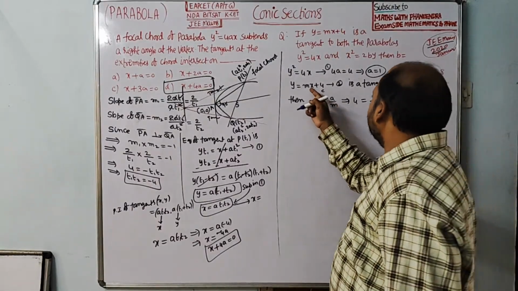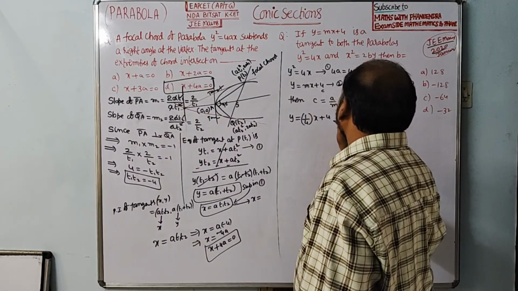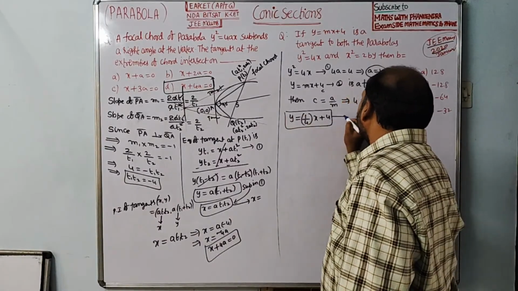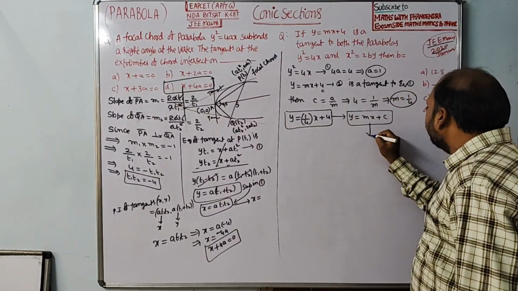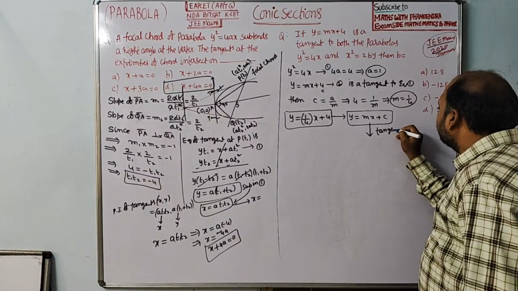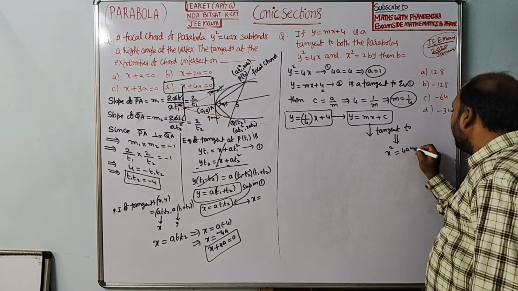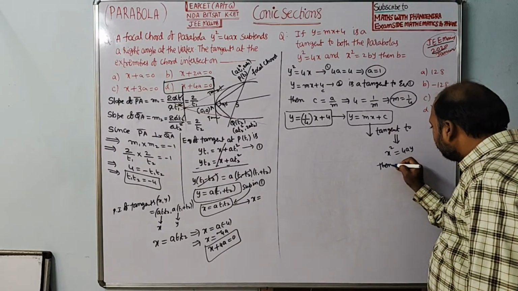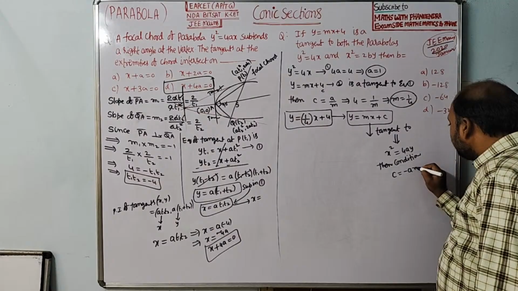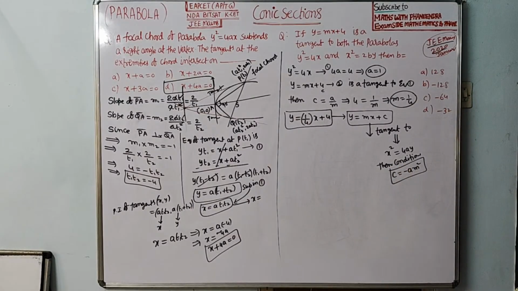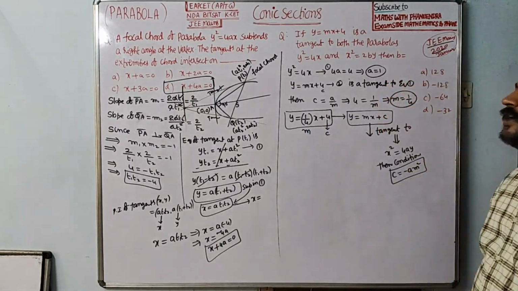Okay. So this equation becomes y is equal to 1 by 4 into x plus 4. Again it is in the form of y is equal to mx plus c. Y is equal to mx plus c is tangent to x square is equal to 4ay, then the condition is c is equal to minus a m squared. You remember it, students. So this is the m value, this is the c value. Okay, m and c we got.